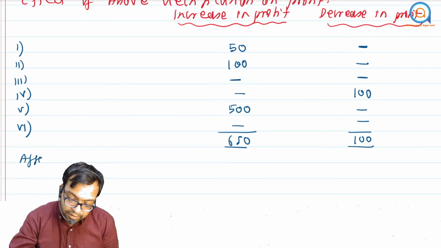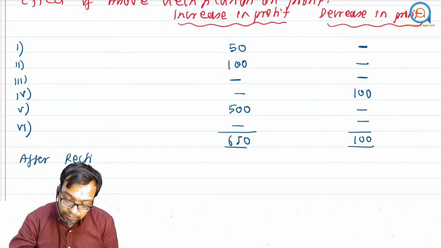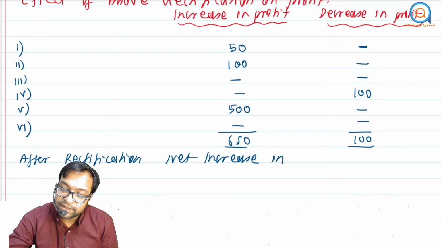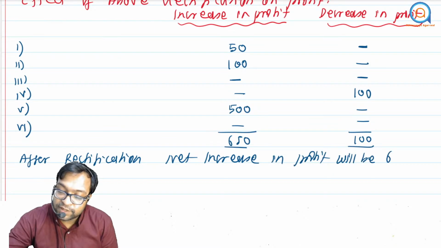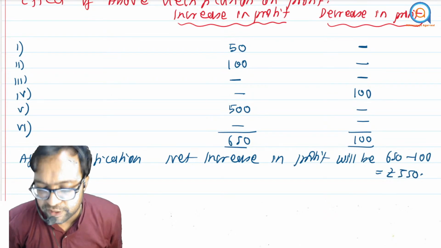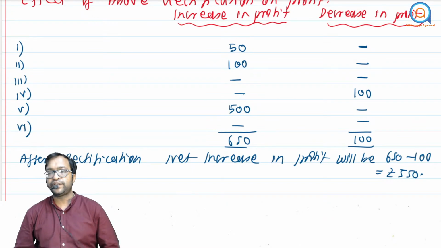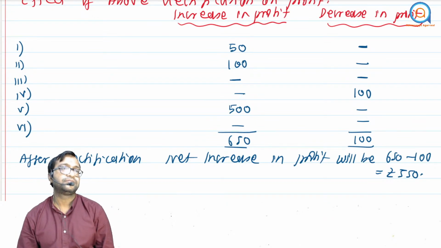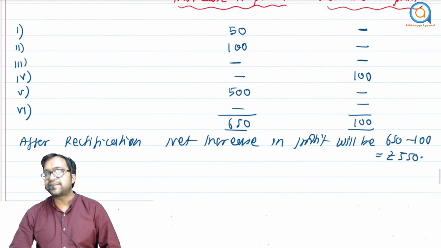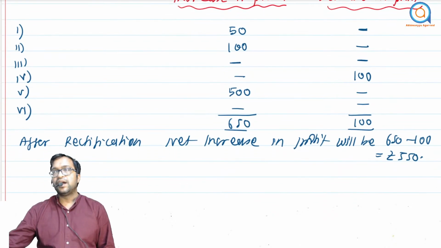So after rectification, the net increase in profit will be 650 minus 100 equals 550. So at the end, after all rectification, your profit will increase by 550. Correct. This is how you need to present it in exams. I hope you have understood.